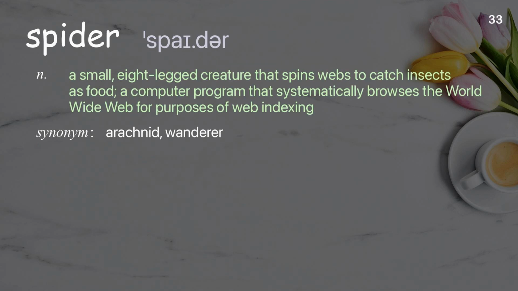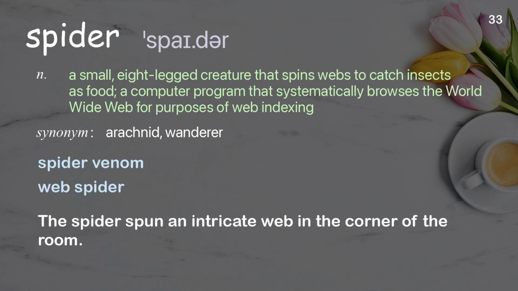Spider. A small, eight-legged creature that spins webs to catch insects as food; a computer program that systematically browses the World Wide Web for purposes of web indexing. Examples: Spider venom. Web spider. The spider spun an intricate web in the corner of the room.